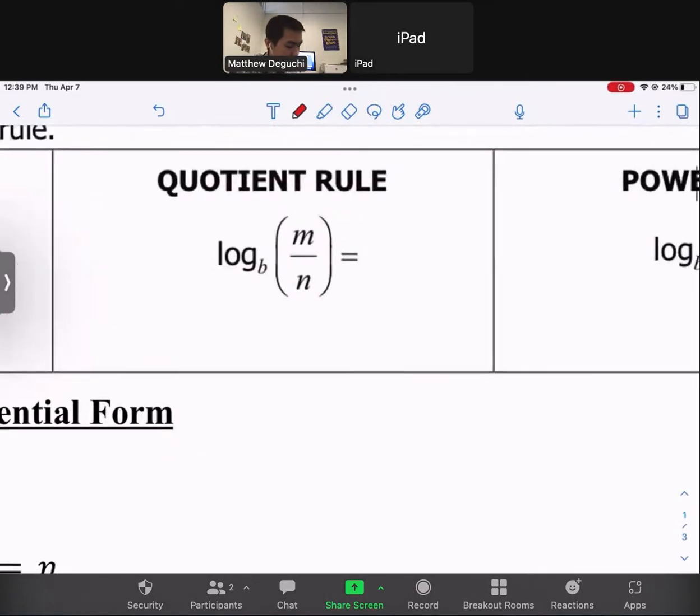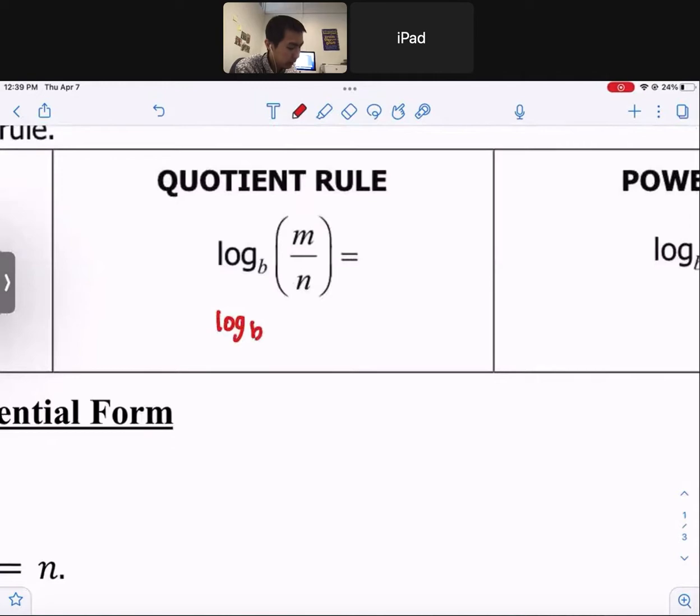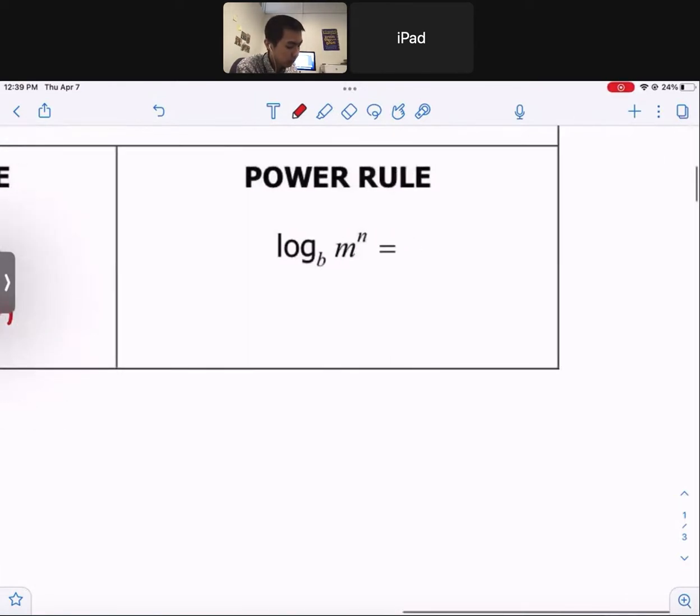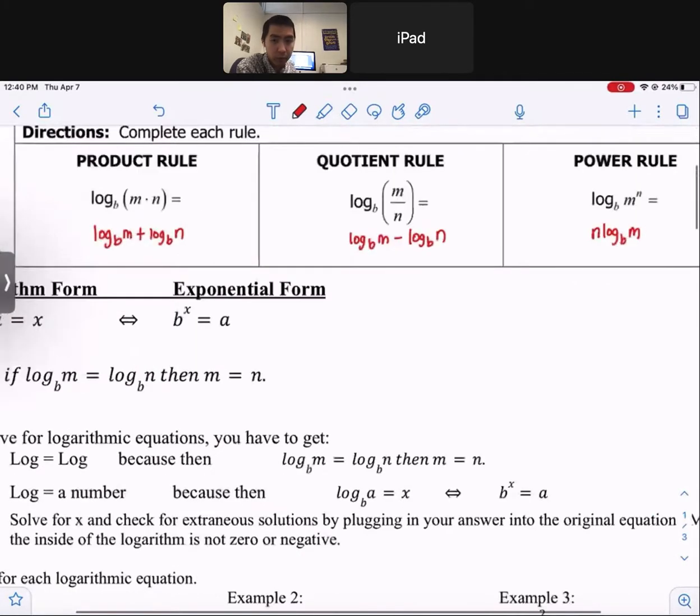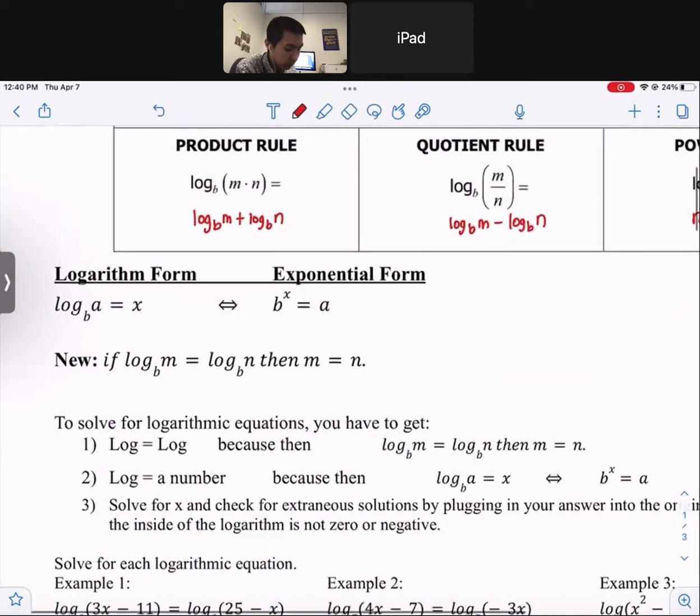For the quotient rule, log base b of m divided by n is log base b of m minus log base b of n. And for the power rule, bring the exponent to the front, so it's going to be n log base b of m. So that's the product, quotient, and power rule. We also need to know how to convert from logarithm to exponential form and vice versa.